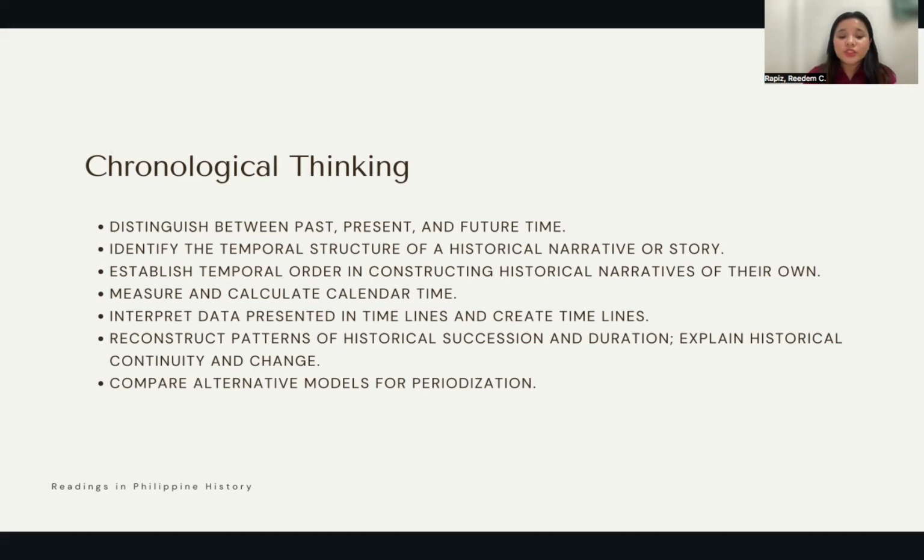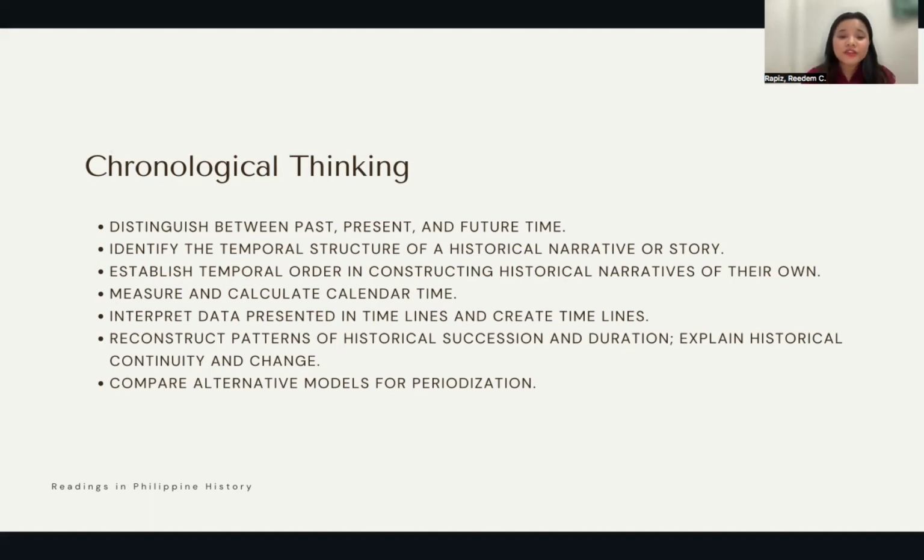Measure and calculate calendar time. Students need to make use of their mathematical skills to calculate and measure the dates and time. Interpret data presented in timelines and create timelines. To be able to know if a student has analyzed it very well, they should be able to make a date timeline about the event.